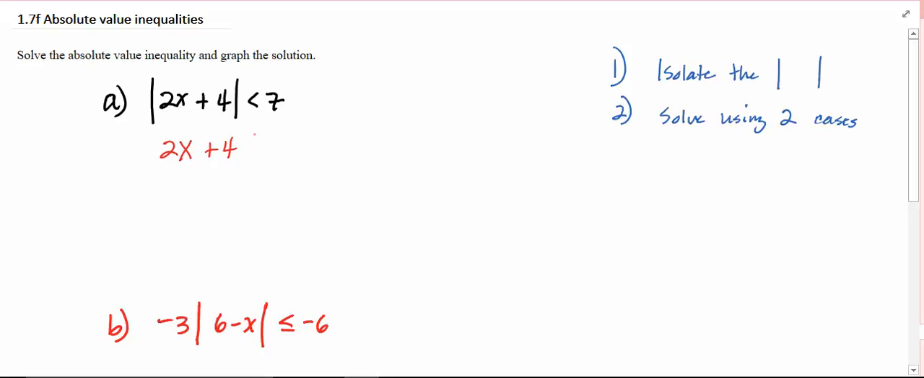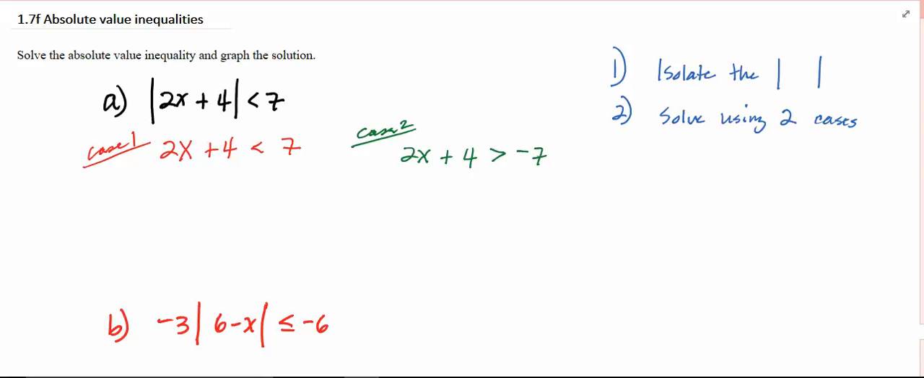I'll go ahead and call this case 1. Case 1 is just to write the inequality just like I see it. There's case 1. Now case 2 is going to be to write the inequality. Of course, each time I'm not writing the absolute value marks, those get left off. I'm going to write the inequality without the absolute value marks, but I'm going to flip the inequality symbol, and I'm going to make the right side the opposite of what it was.